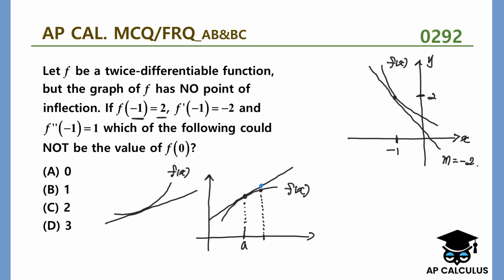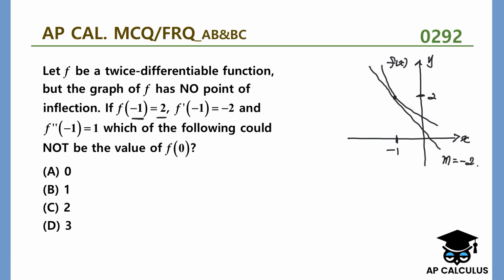Does that make sense? Okay, so let's erase all this. So when the function is concave up, the linear approximation is an underestimate. When the function is concave down, the linear approximation is always an overestimate. So far so good? Okay. So, which of the following could not be the value of f of 0? This value, right? f of 0.